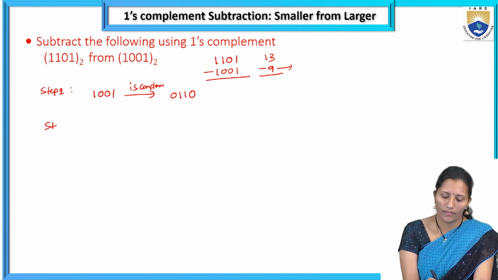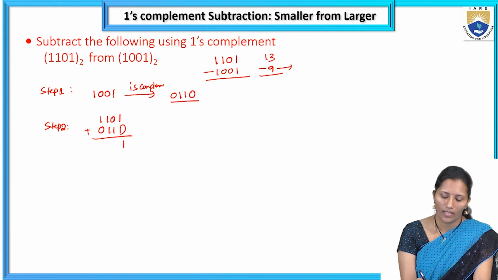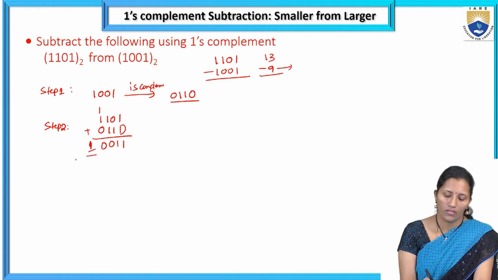In step 2, we have to add this result to the larger number, that is 1, 1, 0, 1, and 0, 1, 1, 0. Here we have to perform addition. 1 plus 0 is 1. 1 plus 1, sum is 0, carry forward to the next stage. 1 plus 1, 0. The carry we are going to get is 1.